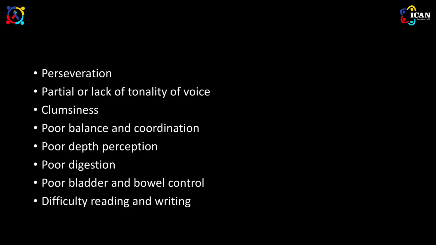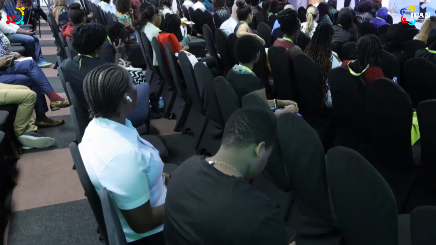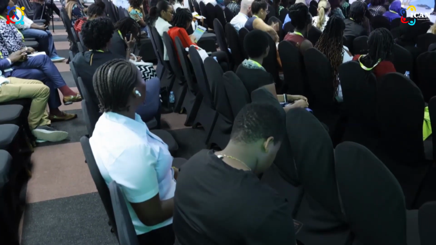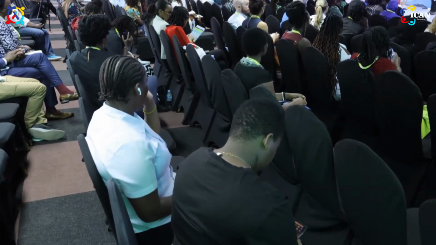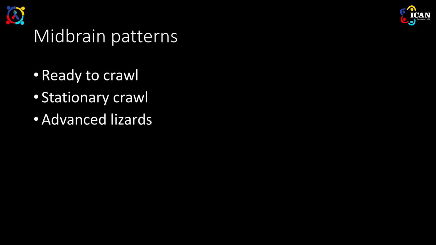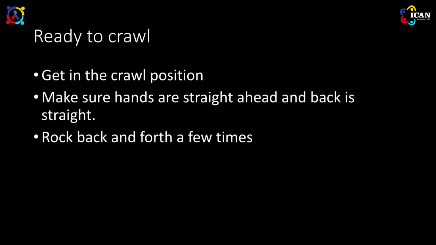So the patterns are there. So we have 3 of them. We have the ready to crawl, we have the stationary crawl, and then we have the advanced basics. So ready to crawl, it's very easy. You get to a crawl position, then you make sure your hands are straight ahead and the back is straight. So we are rocking back and forth a few times. So there's a video for that. It shows, yeah, on fours, and then you're rocking back and forth. So these are patterns now for crawling.